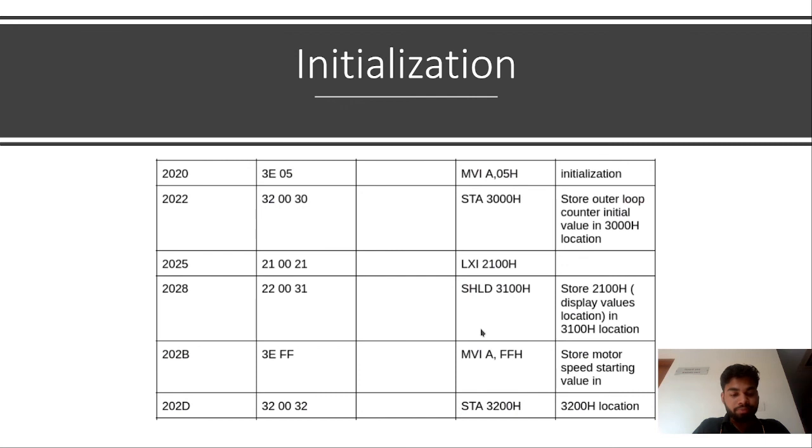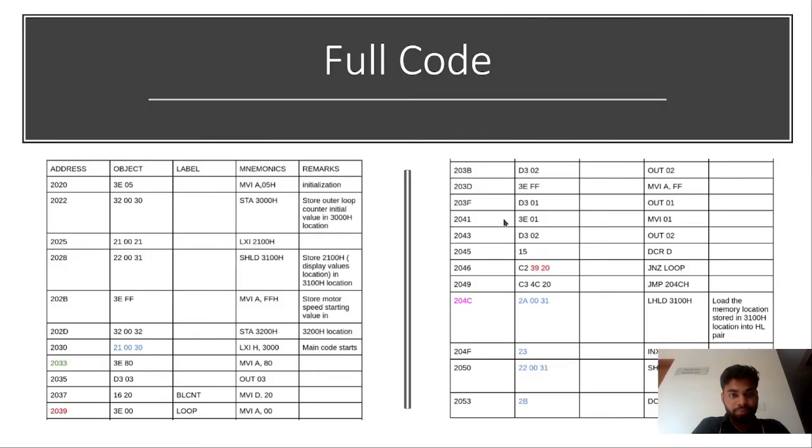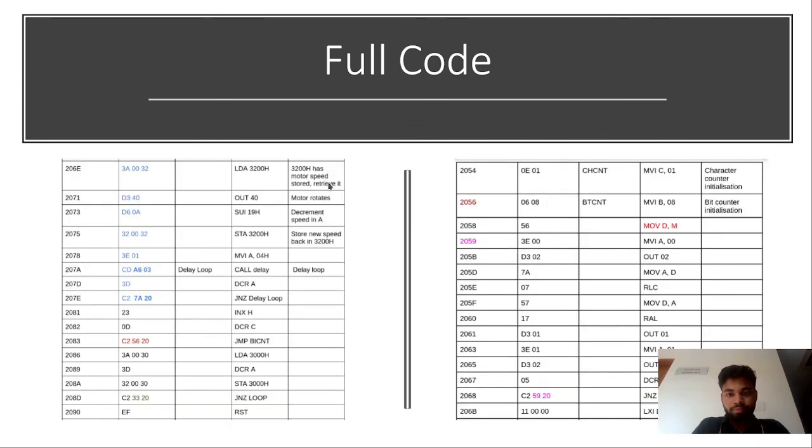Before running the above program, it is assumed that the speed of the motor will be stored at 3200, the character list starting address will be stored at 3100, and also the outer loop counter at 3000 hex. So either we should do it manually by going to the corresponding memory locations, or write the initialization code. So here is the initialization code for initializing the values at the specified locations, and this is the full code for the 8085 microprocessor. Thank you.